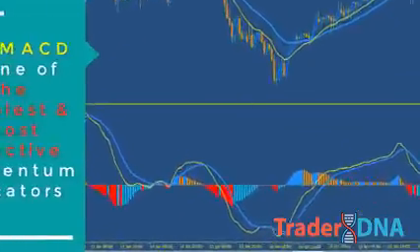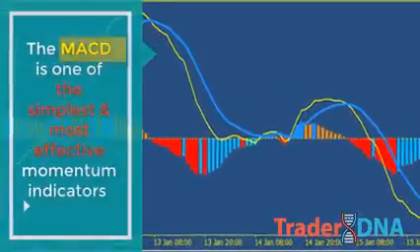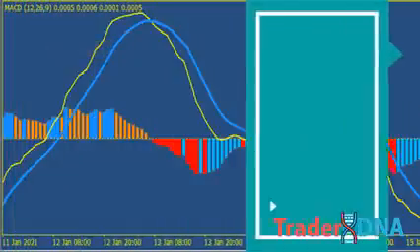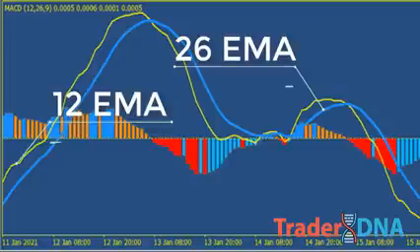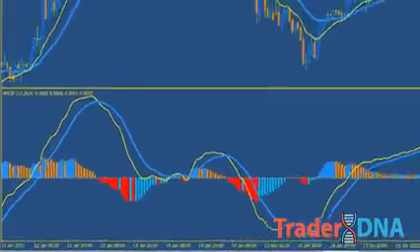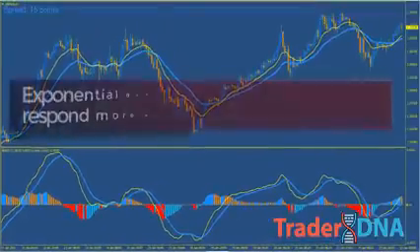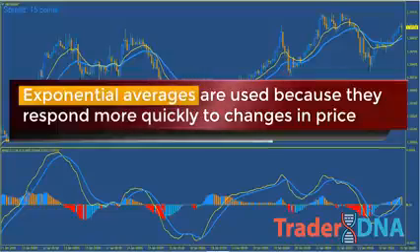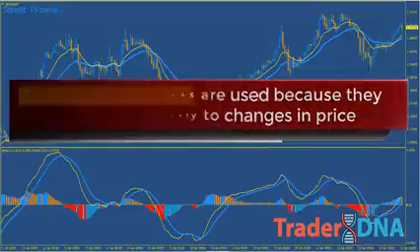The MACD is one of the simplest and most effective momentum indicators for forex, stock, and crypto trading. The MACD turns two trend-following indicators, moving averages, into a momentum oscillator by subtracting the longer moving average from the shorter one. Exponential averages are used because they respond more quickly to changes in price, since more weight is placed on the most recent price compared to the earlier prices.